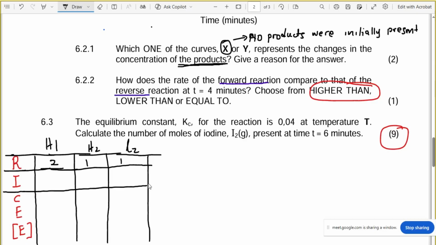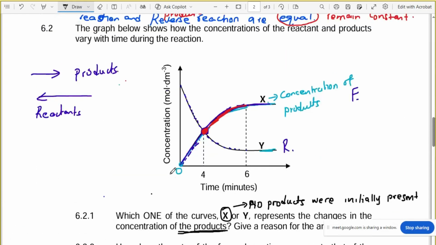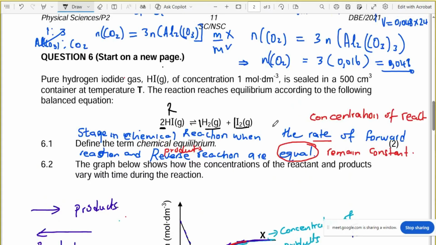Okay. Then the next column, I stands for initially. Initially, you need to write down the number of moles that you start with. We need to read the statement. They said that pure hydrogen iodide, HI, has a concentration of 1 in a sealed 500 centimeter cube container. So initially, HI starts with the concentration of 1 and the volume is 0.5.